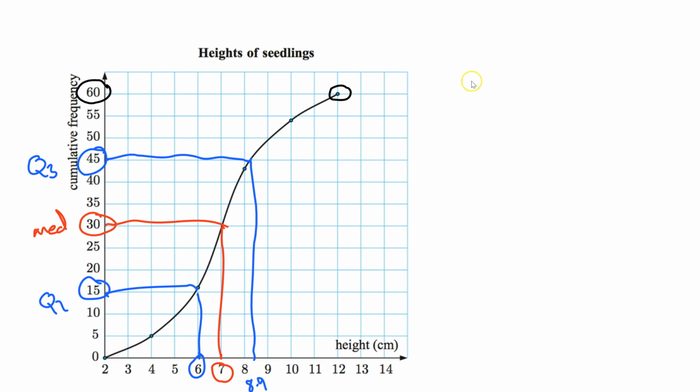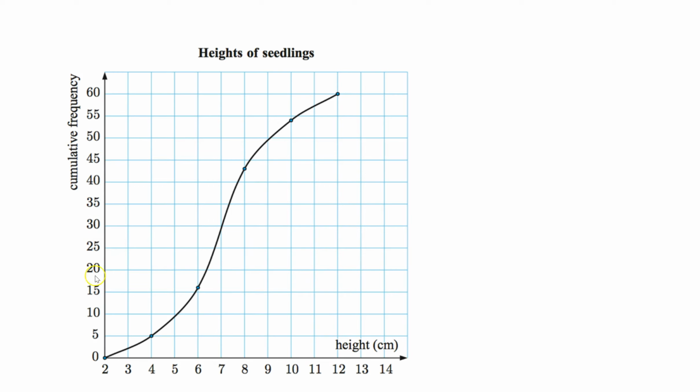If you want to find the IQR, it's Q3 minus Q1. So in this case, it would be 8.4 minus 6, or 2.4. So that's one thing you could do with this graph. Now let's erase all this and let's talk about how to use percentiles with this.